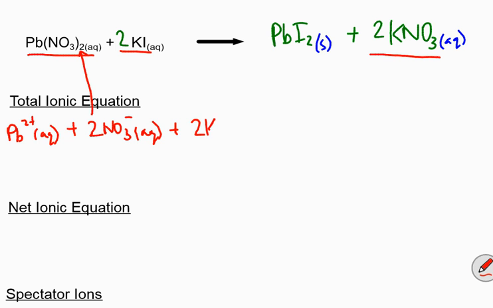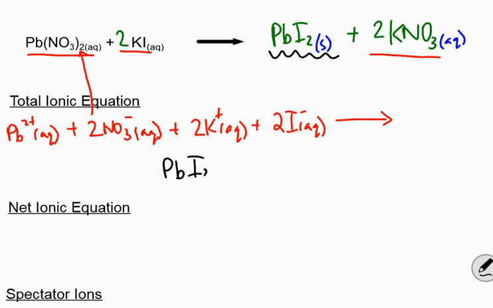I also have 2 K+ that are aqueous, and 2 I- that are aqueous. And that's my reactants. Okay, and the only thing I'm not going to break up, I'll do this in black, I'm going to leave my PbI2 as a solid. There's my solid. And then the last thing I break up is my K+. So I've got 2 K+ again, and I've got 2 NO3- again.